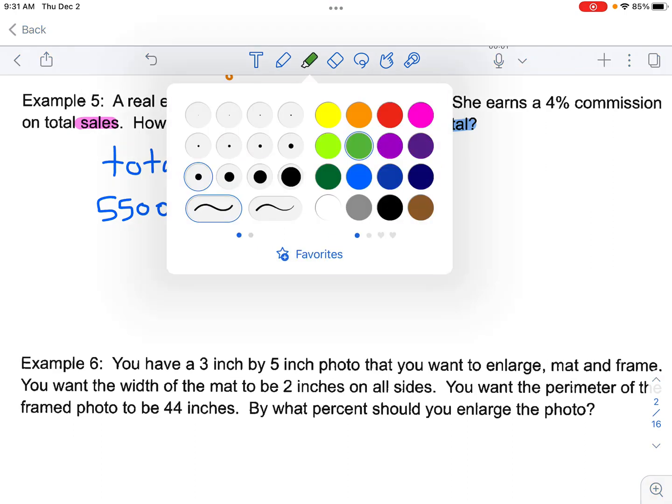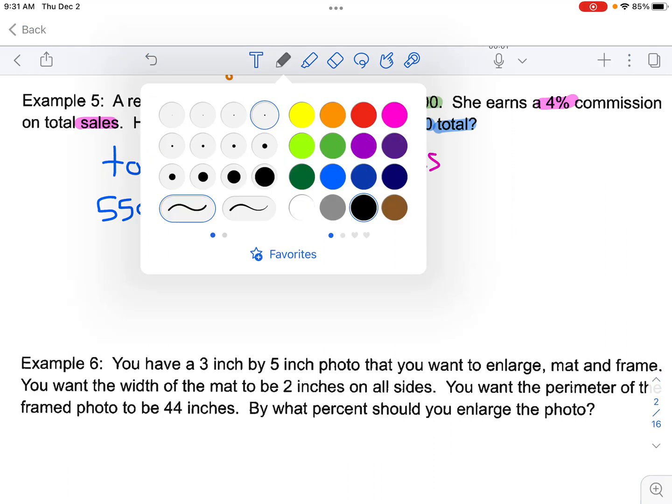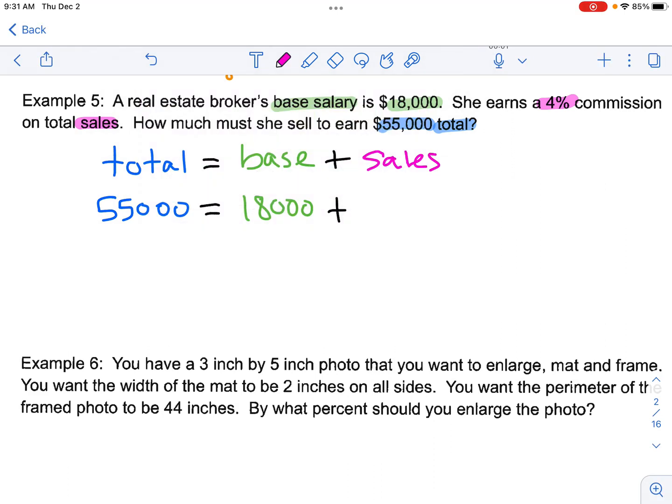So she gets 4%. She gets 4% in everything she sells. So what that means is that if she sells $100, she gets $4. Okay, if she sells $1,000, she gets $40. So we have to convert that to a decimal, she gets 0.04 of whatever she earns.